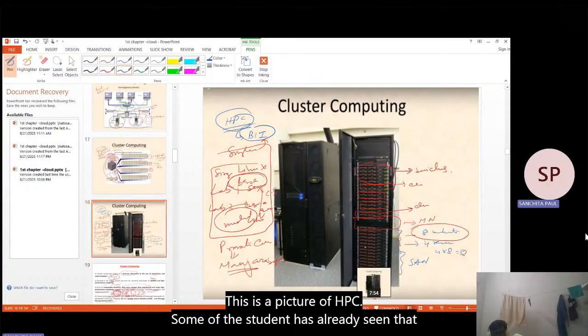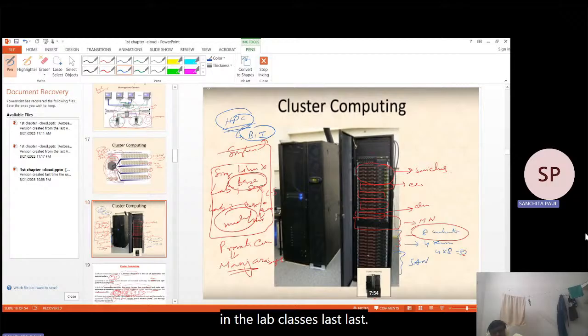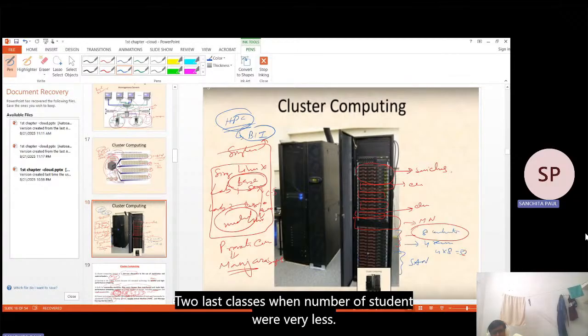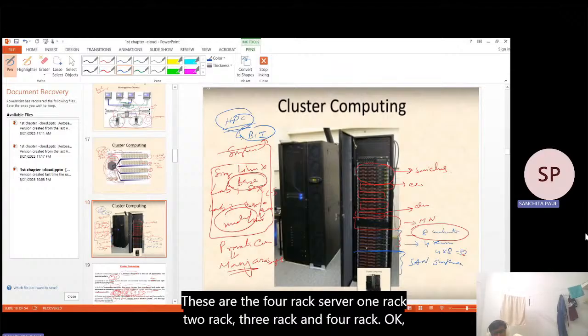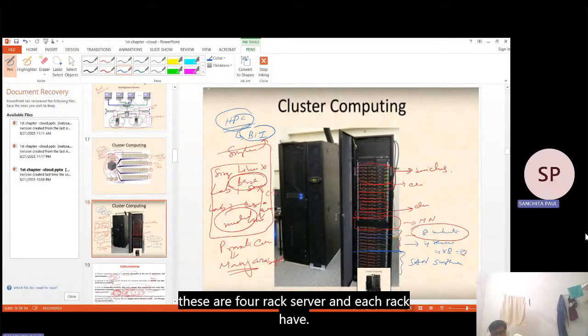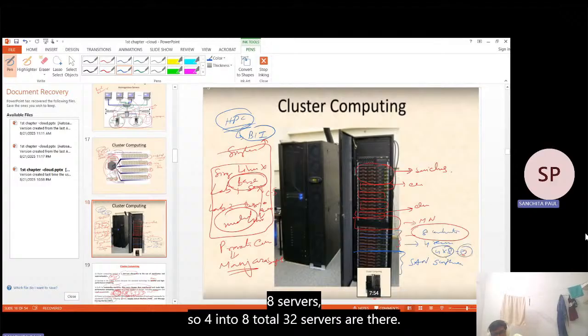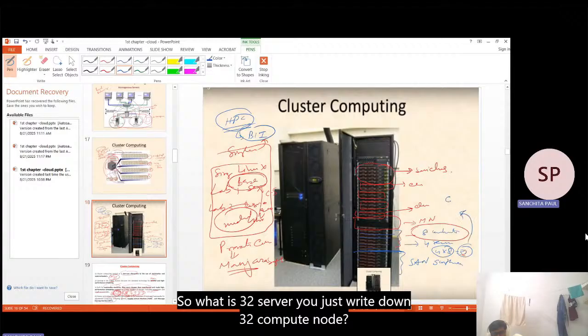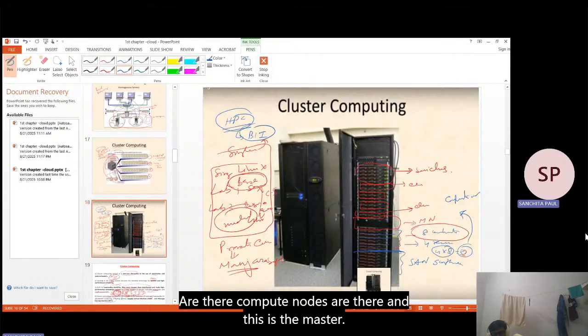Some of the students have already seen it in the lab classes, last classes, when the number of students was very small. I told them to come and explore the HPC. So in this HPC, up to this rack there are SAN switches. This is the storage area network. These are the 4 rack servers: rack 1, 2, 3, and 4, and each rack has 8 servers. So 4 into 8, total 32 servers are there. So what are these 32 servers? You just write down that 32 compute nodes are there, and this is the master.